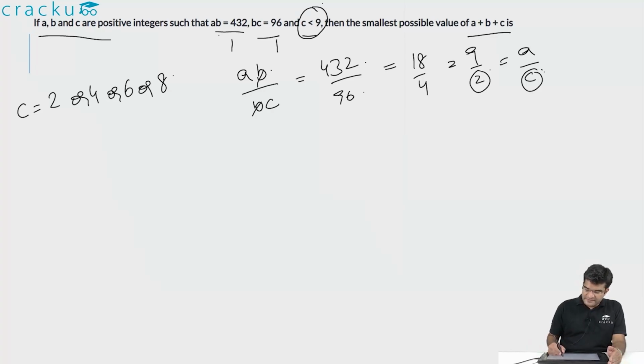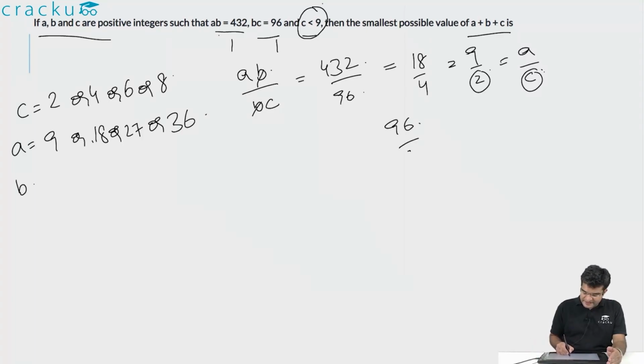Now we know that A by C is equal to 9 by 2. So the value of A will be either 9 or 4 into 9 by 2. So this is equal to 18 or 27 or 36. Similarly, the value of B will be equal to 96 divided by C. So that would imply the value of B is equal to either 48 or 24, or 96 divided by 6 is 16, or 96 divided by 8 is 12. So these are the four cases that we'll have to consider.